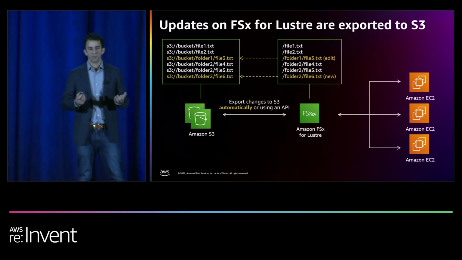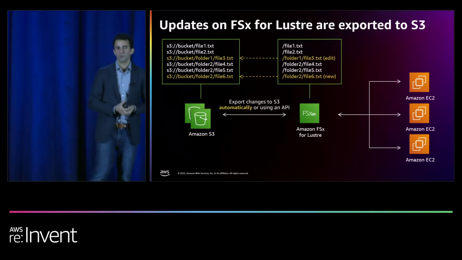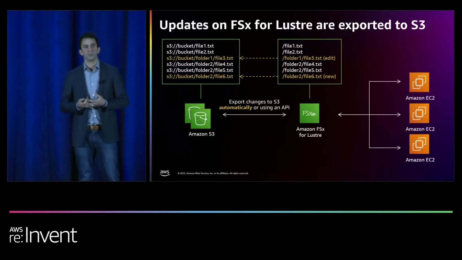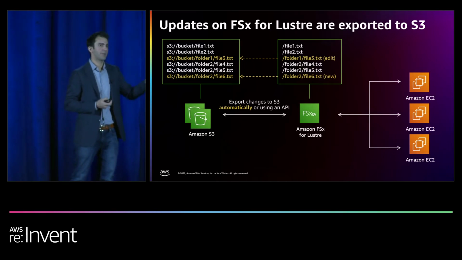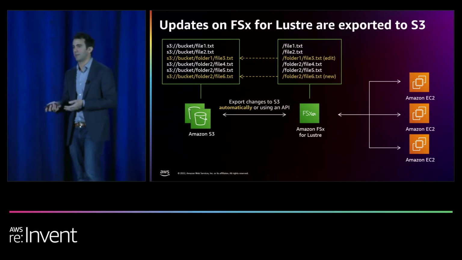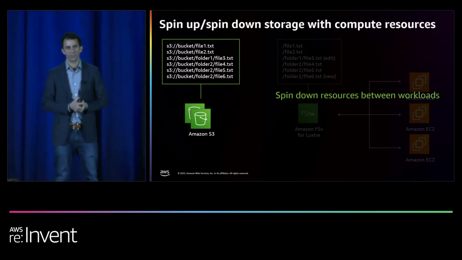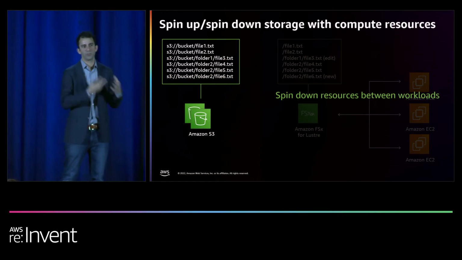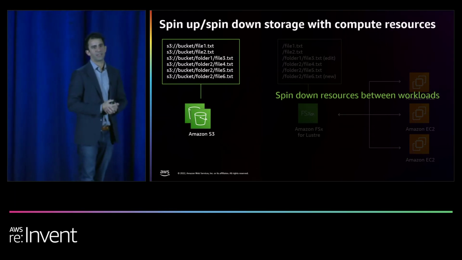Now, for some customers, they use FSx for Lustre as an always-on interface to S3. For other customers, they'll use this model for short periods of time while they're working with their compute instances. And when they're done, they tear down the file system along with their compute cluster. So they use it as short-lived, high-performance storage with seamless access to their S3 data.